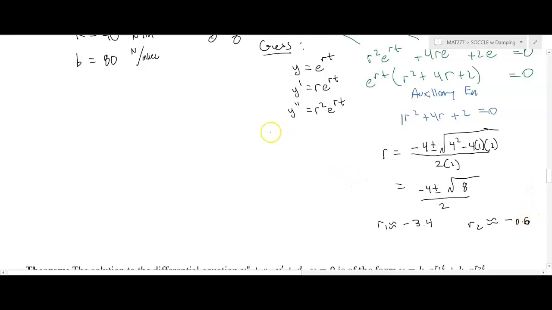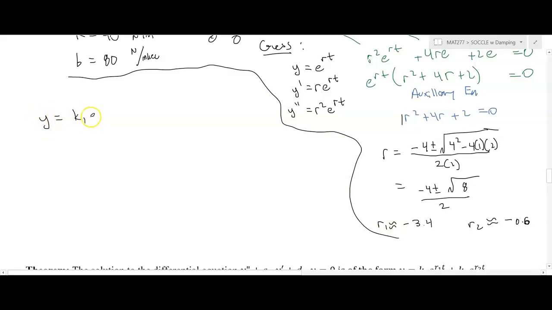Perfect. So that gives us our solutions to work with. Now that we know what the r values are, I'm just going to jump straight to the superposition theorem. It's going to be k1 e to the r1 t, which is negative 3.4, plus k2 e to the negative 0.6t. Now remember, y1 is e to the negative 3.4t, y2 is e to the negative 0.6t, but by superposition, any constant multiple sum of the two functions is a solution.